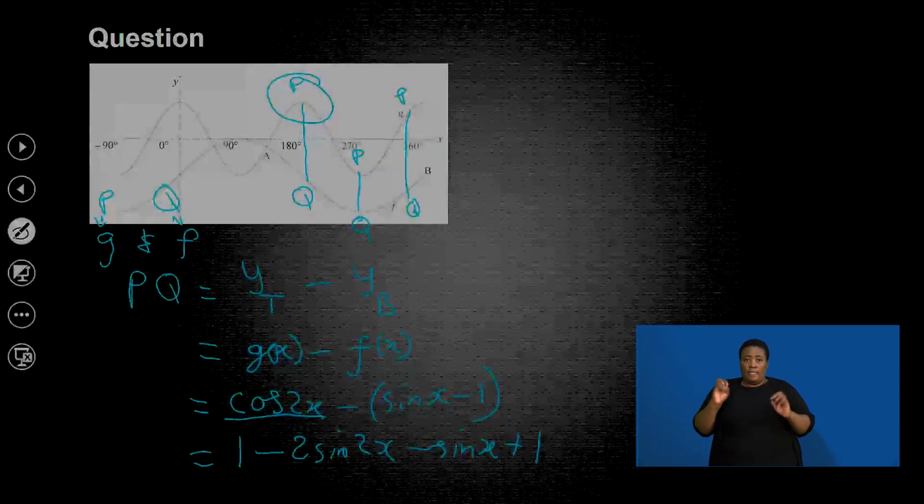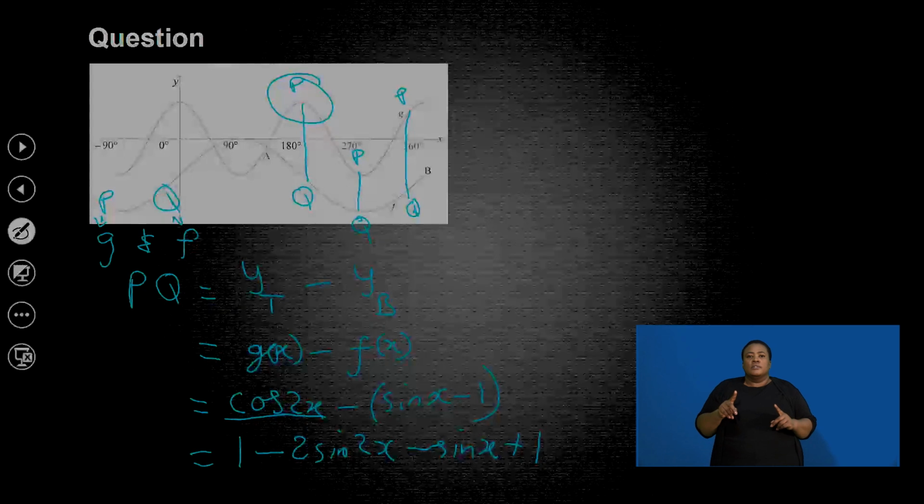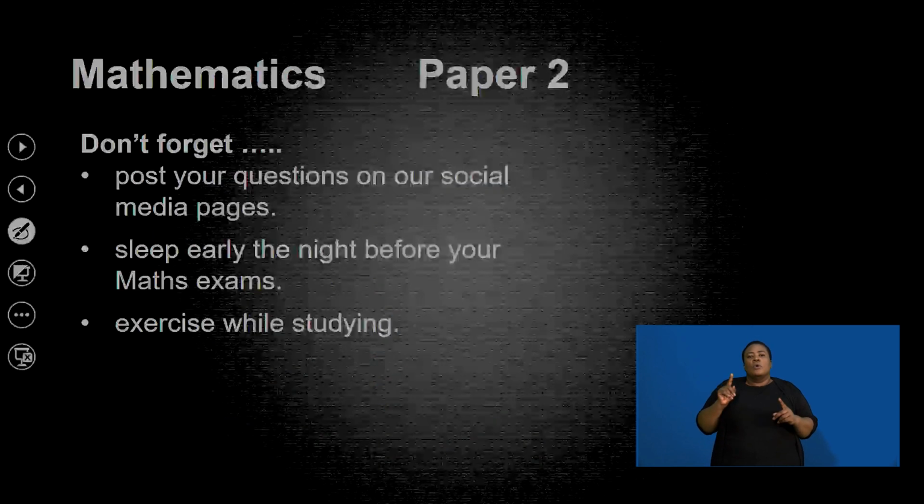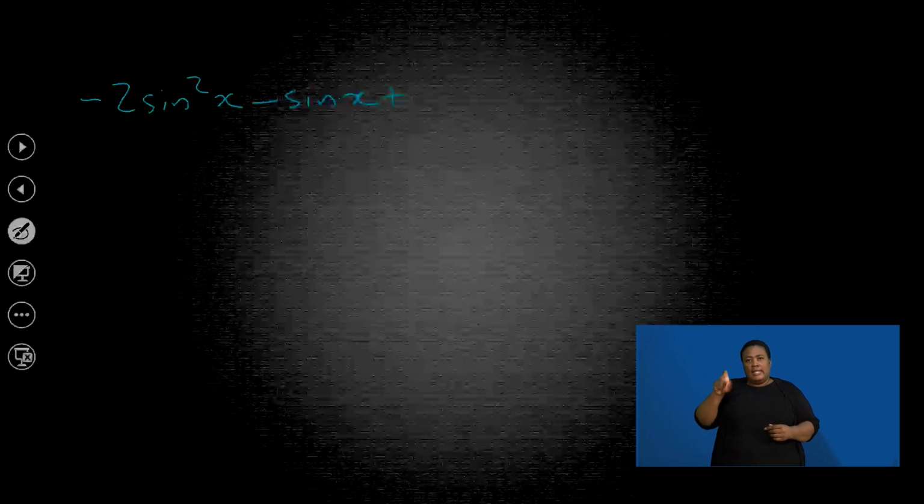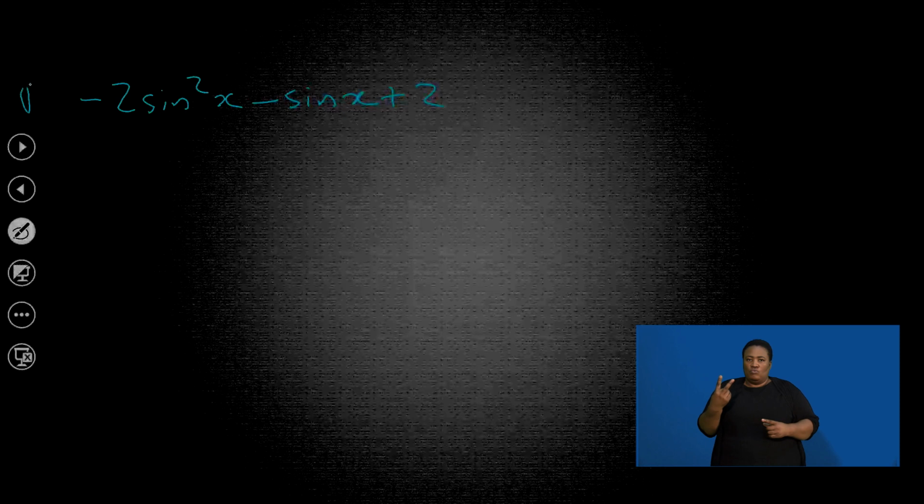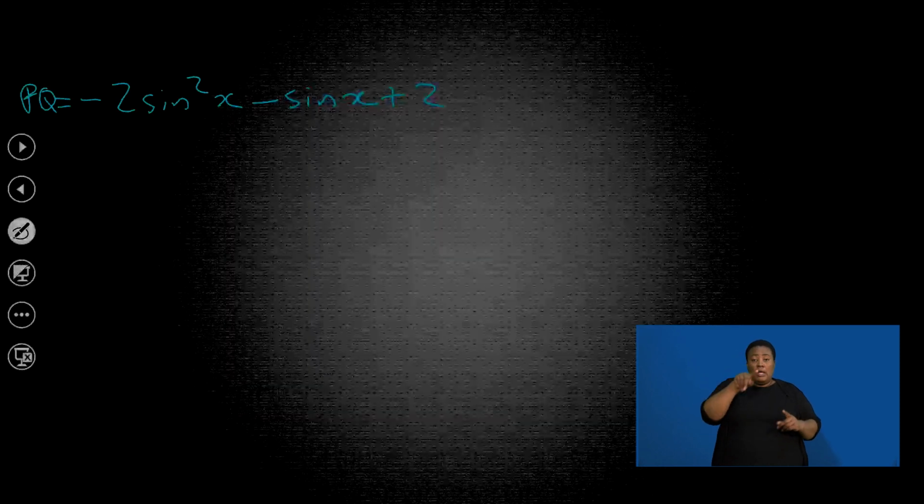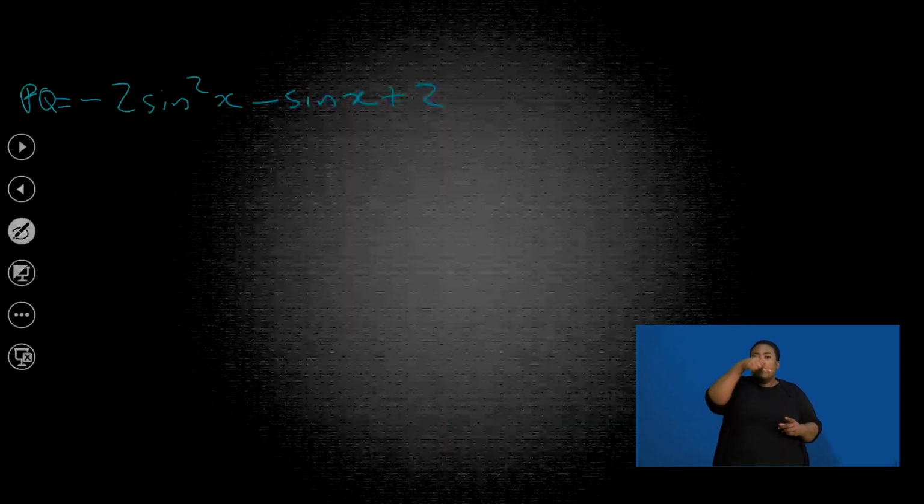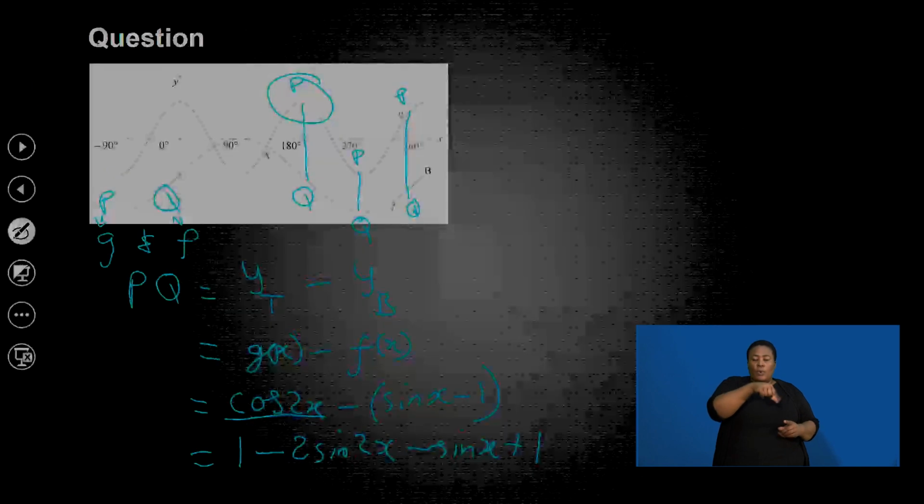So I'm just going to go to the next slide and have more space to do this. So this is actually going to be minus 2 sin squared x minus sin x plus 2, right? And remember, that's still our PQ there. But we still need to go back and see what exactly they wanted us to do.